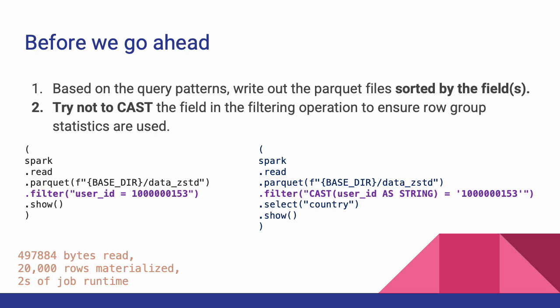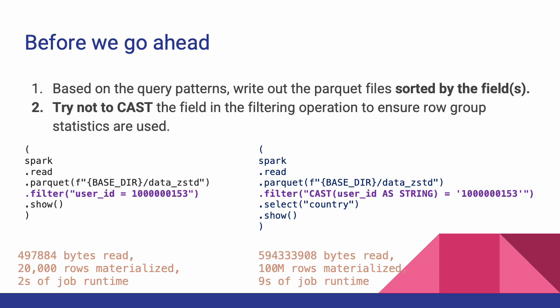Whereas in the second query, because we are doing casting and the actual content is integer, it ends up reading all the row groups across all the files, materializes all the 100 million rows, and the job runtime is more than 4 times higher. So unless you actually have a very good reason to cast it, don't cast it, because if you cast it, then the statistics of the row group may not actually benefit you.